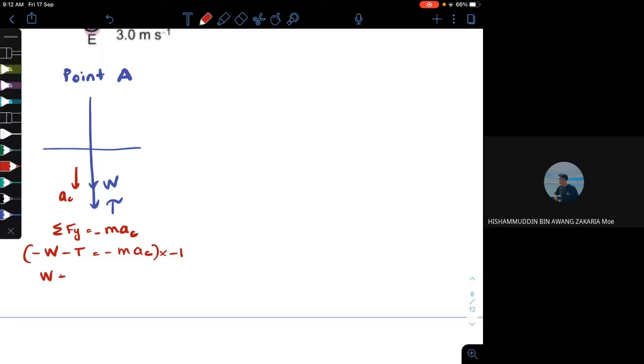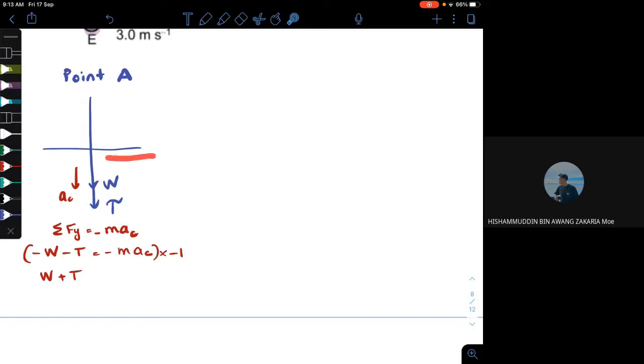Ya saya. Tadi kenapa M tu negatif? Kenapa M tu negatif? Yang ni kah? Kenapa ni negatif? Sebab acceleration ke bawah. So negatif AC. Okay? Okay, Miss.